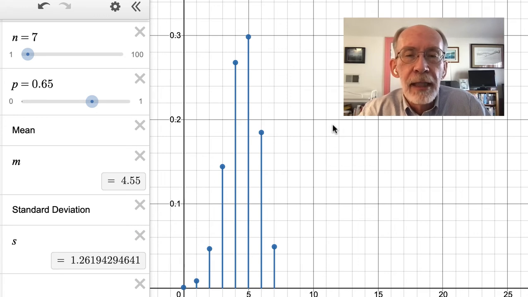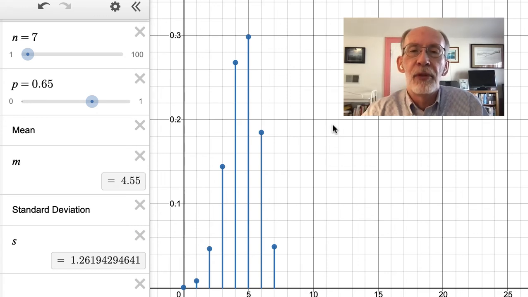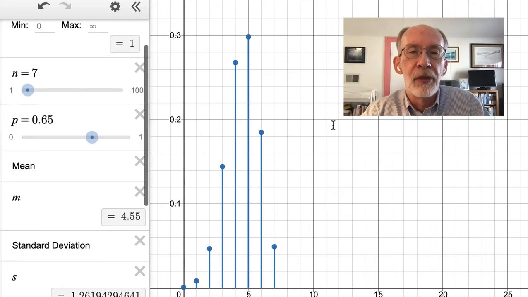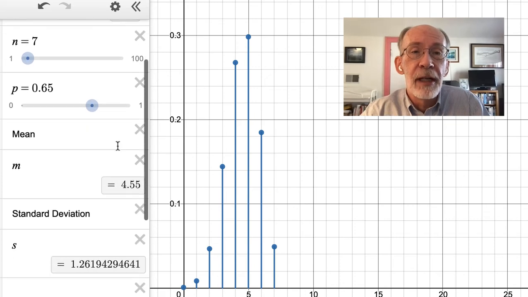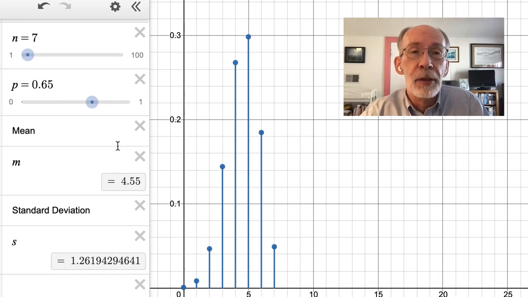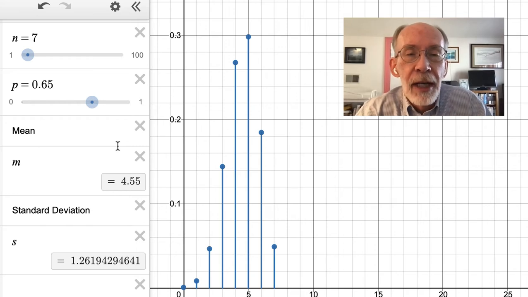Here is a Desmos screen that's set up to show us some binomial distributions graphically. The command is an easy one. If you know how to use Desmos, it says binomial dist, comma, the number of trials, comma, the probability of success per trial. So it's an easy command to generate, and it will then make the graph for you. And so I have entered 7 trials and a probability of success of 0.65.